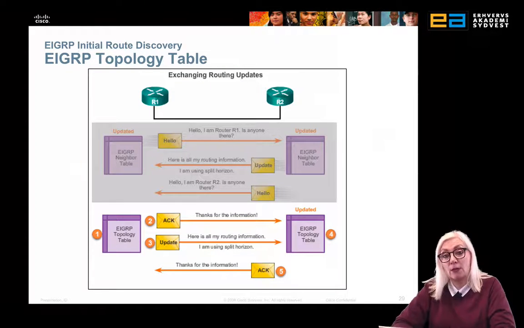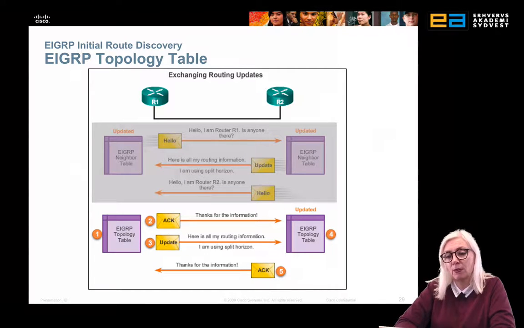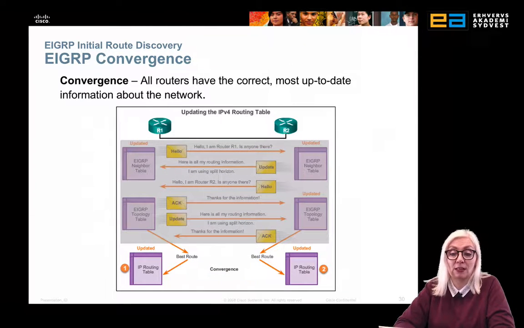When they receive routing information from their neighbors, the routers will create a topology table. That's information about their neighbors and the routes they are connected to, or the networks that they are connected to. So they keep their EIGRP topology table updated, and if there is a change in this table, it will send an update to its neighbors and say, now there has been a change, and what the change is.